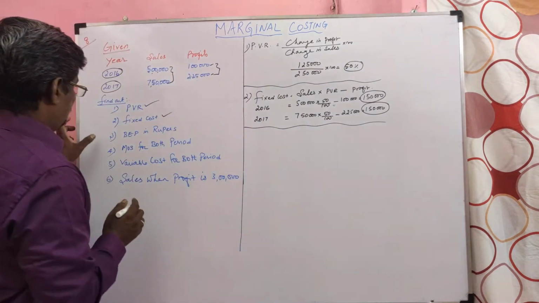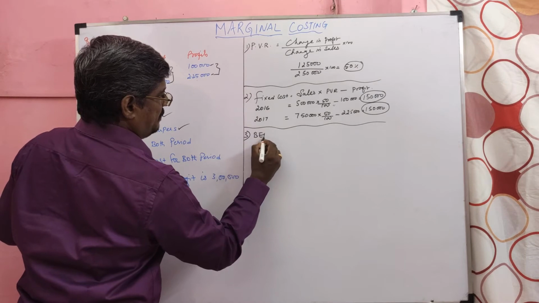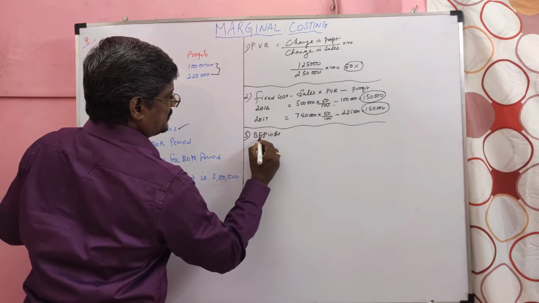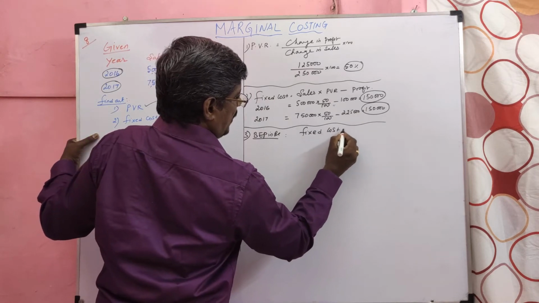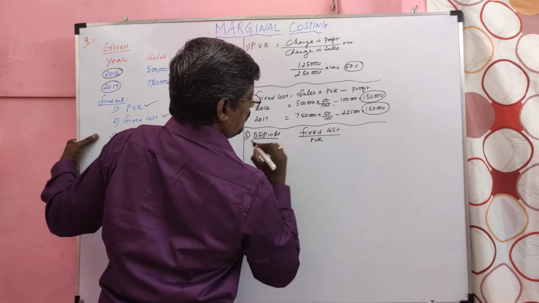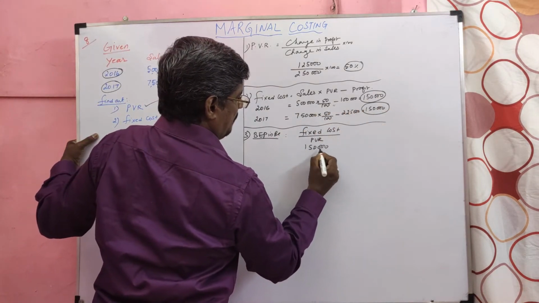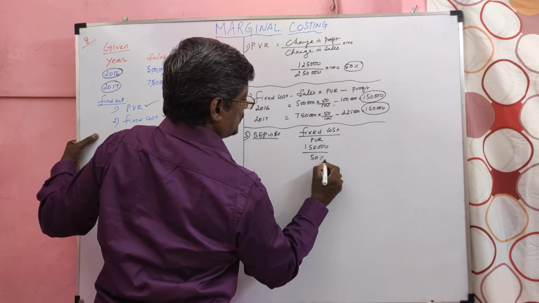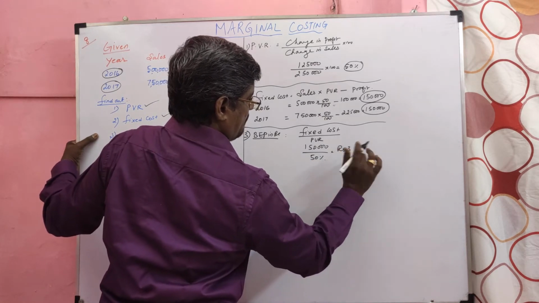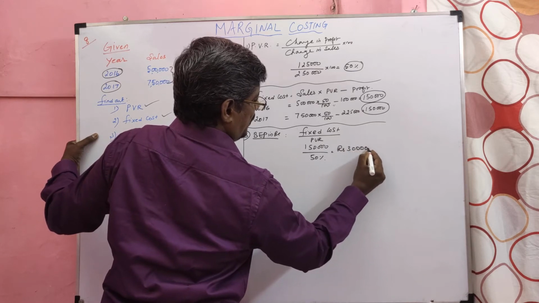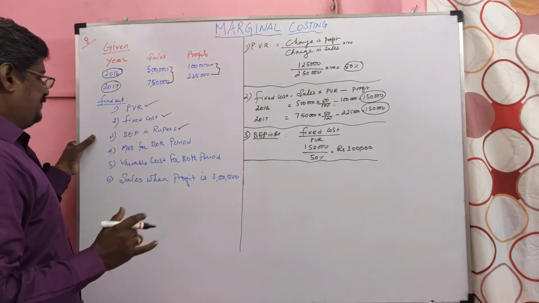Okay. Next, third question, BEP in rupees. What is the formula? Fixed cost divided by PVR. Fixed cost, we can take one value. PVR how much? 50%. So our BEP is 3 lakh rupees. We have to calculate BEP for one year, that's enough.